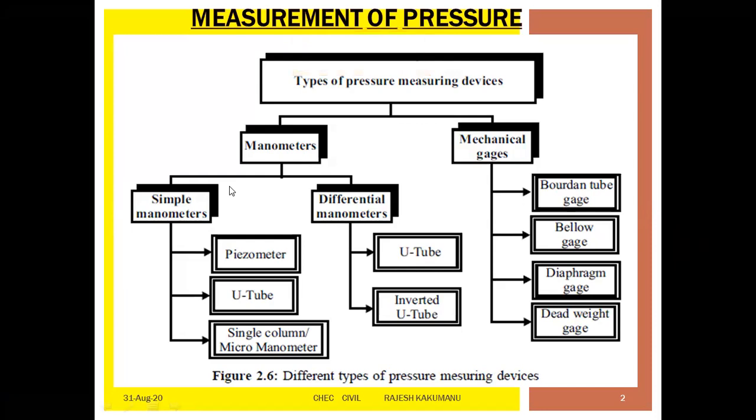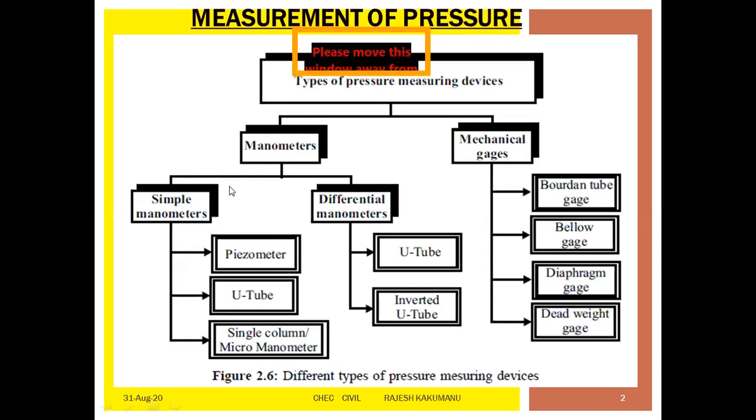The second one is mechanical gauges. So these are the two types of devices which are used for measuring the pressure wherever it is in the liquid, in the containers.